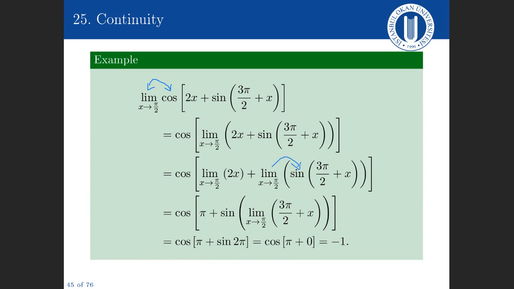Sine is continuous, so we can swap the positions of limit and sine. Instead of doing limit of sine, we can do sine of limit. We go sine of the limit of this. And at this point, we can just put the numbers in, calculate it, and we find that the answer is minus 1.